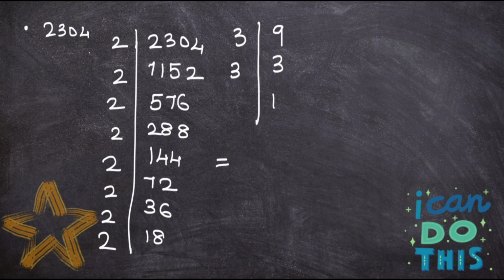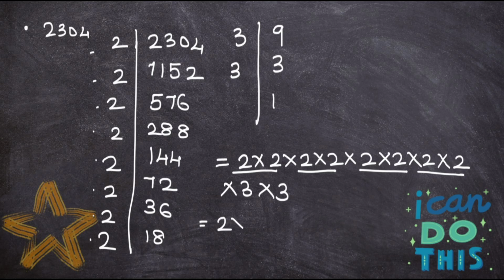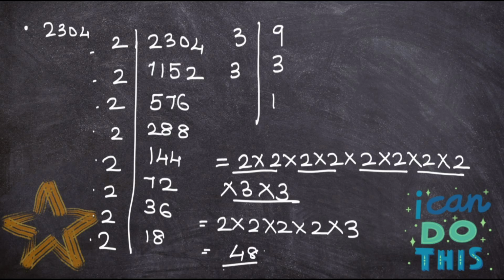How many 2s are there? Let's check. 1 2 3 4 5 6 7 8. 8 times. So 2 eight times, and 3 two times. Now let's make groups of 2. 1 group, 2 group, 3 group, 4 group. So 4 times I'll write 2 and 1 group of 3. And when I multiply them all, I'll get answer as 48. So the square root of 2304 is 48.